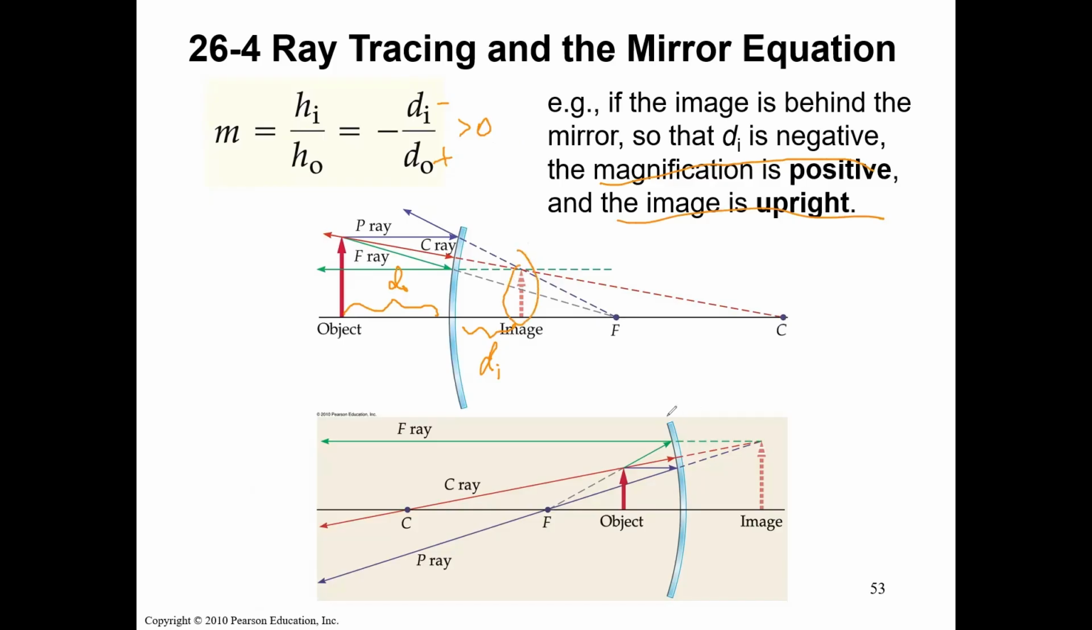Same thing if you have a concave mirror and you put your object inside F. The light rays reflected by the mirror will be diverging, as you can see. But then you can extend the lines, and they form a virtual image behind the mirror. For the virtual image, the object distance is positive, the image distance is negative, and the image is upright.